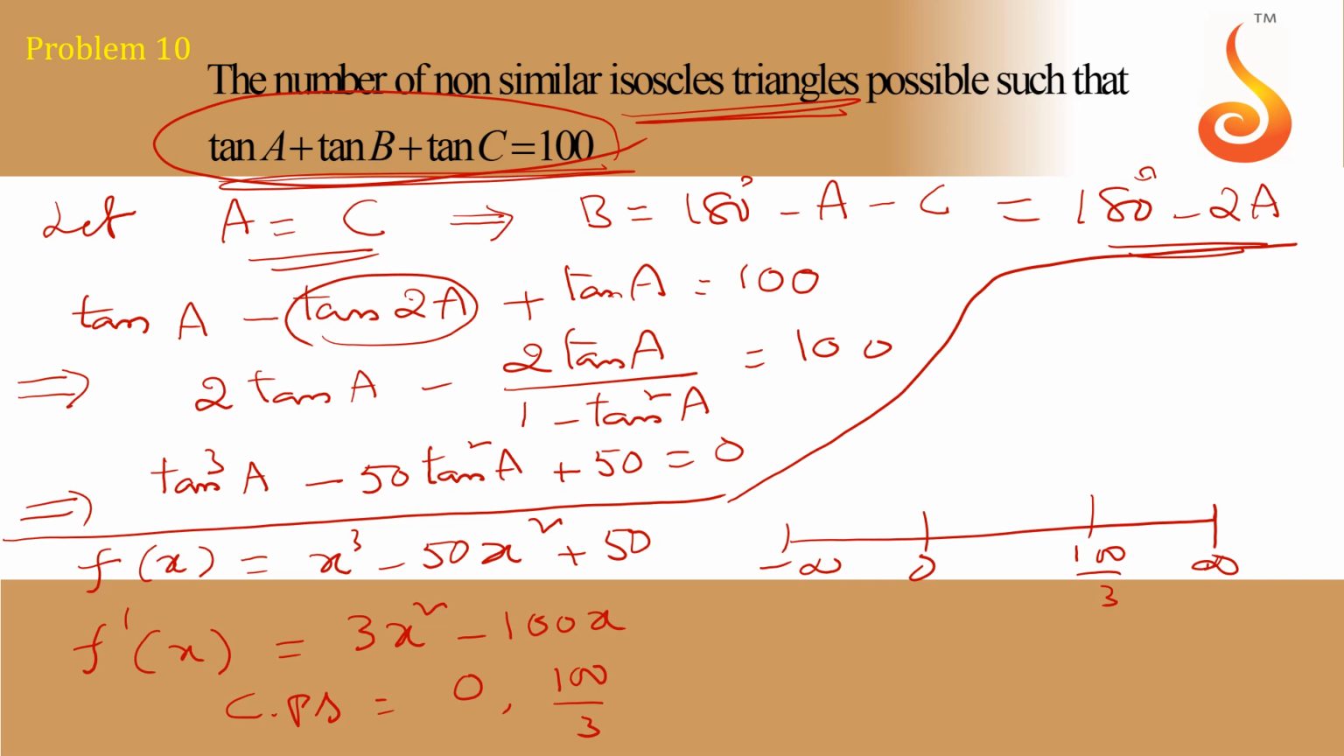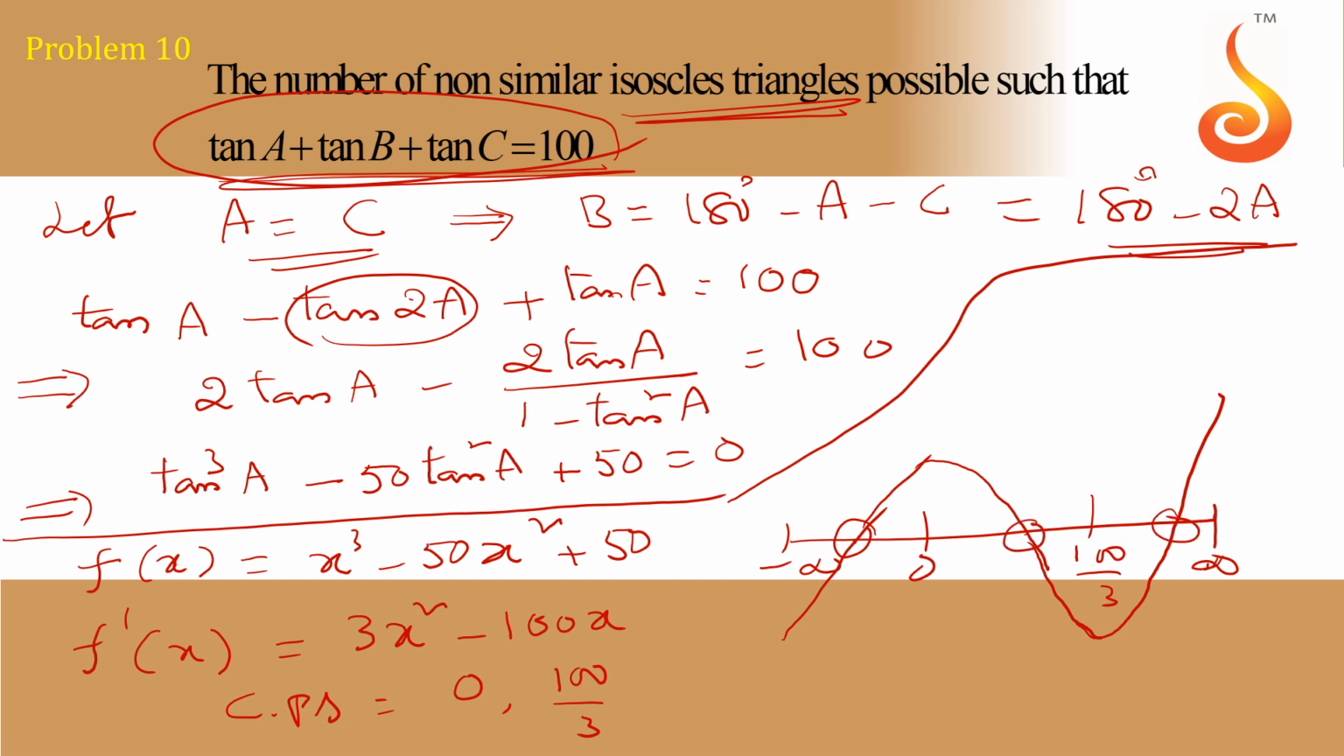And if you observe carefully, from minus infinity our f of x value is negative, and at 0 it is 50, which is positive, and at 100 by 3 f is negative, so it should be continuous and it is coming down. So you have two roots here, one is negative, one is positive. Since it's a cubic equation, the other root must be there, a real root only. So this cubic equation will have three roots here.